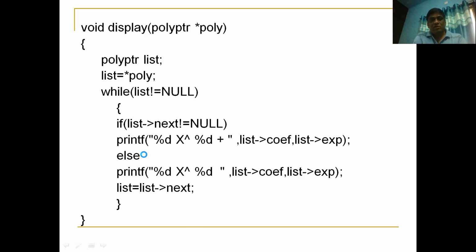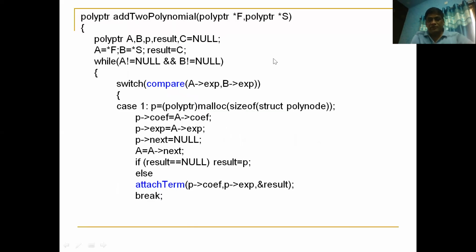Now let us write the function for adding two polynomials. Assume that the first polynomial name is f and the second polynomial name is s, and also assume that f and s are already created by using that createpoly. So I'm getting these two as parameters to this function. Now initially I'm taking temporary variables capital A and capital B, and using them to point to these two polynomials f and s.